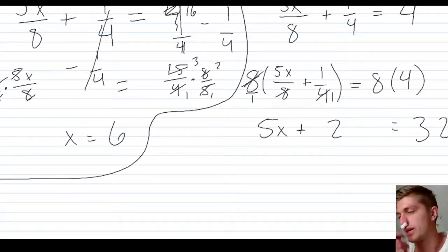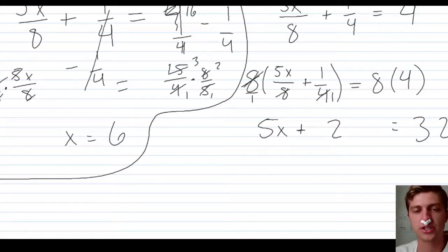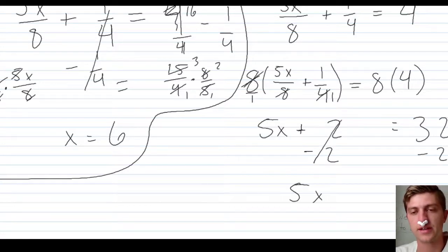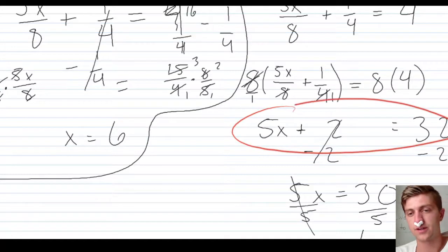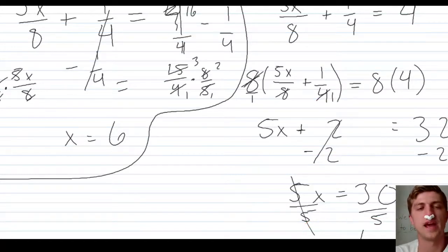We need to get x by itself, so we need to undo everything. And since we're undoing, we're going to do PEMDAS backwards, so we'll start with addition and subtraction. What's the opposite of adding 2? Subtracting 2. What we do to one side, we'll do to the other. These cancel. We're left with 5x. 32 minus 2 equals 30. 5x equals 30. Divide both sides by 5. x equals 6.